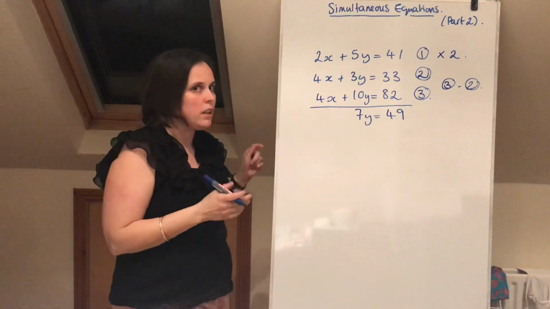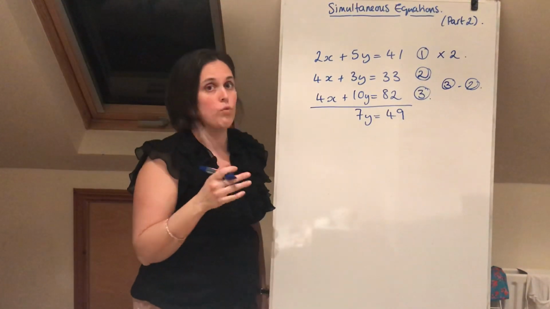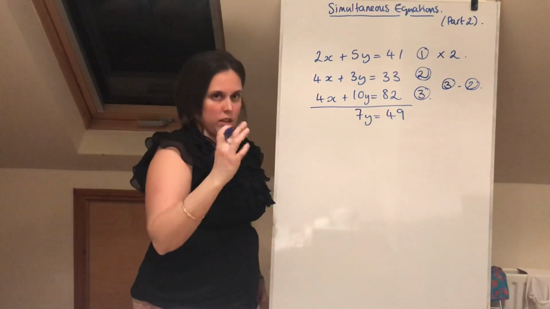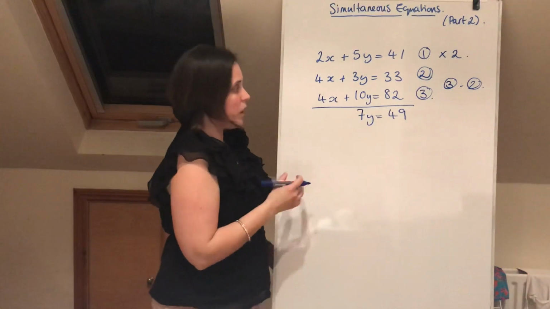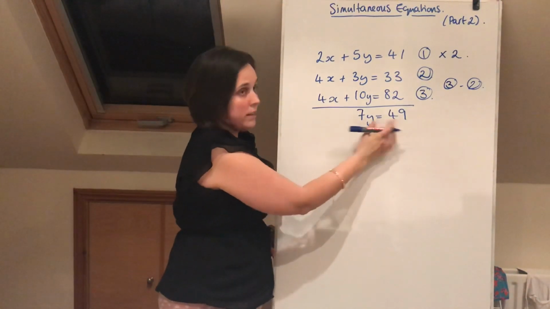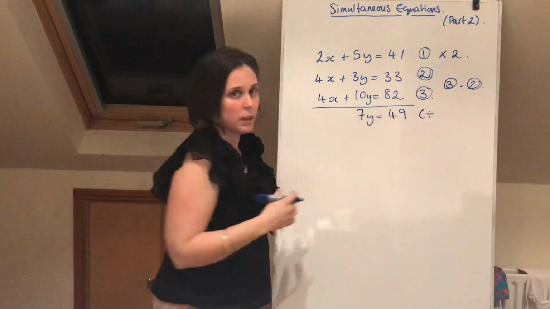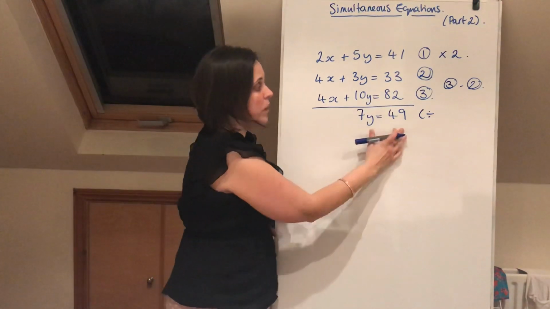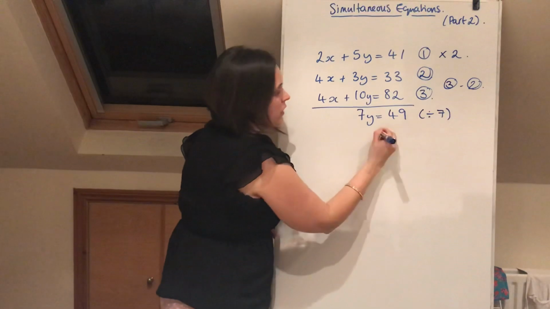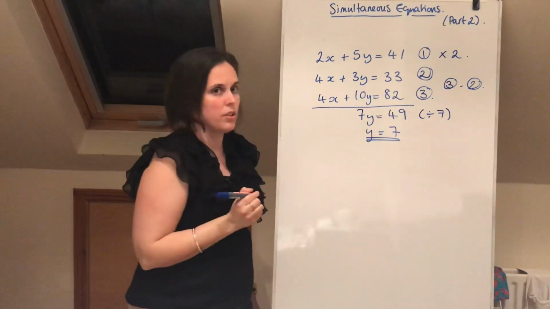Usually you'll get a nice answer here, so normally it's a bit of a flag that something's gone wrong if you get something that is not going to give you a nice number. In this particular instance we've got 7y is equal to 49. So just like when we solve equations, if 7y is 49, then we divide through by 7, and that means that y is 7, and there's our first solution.